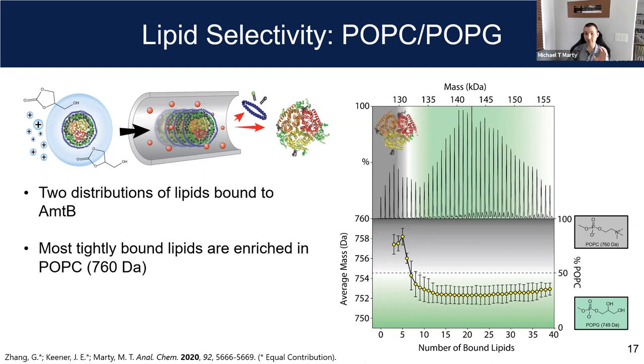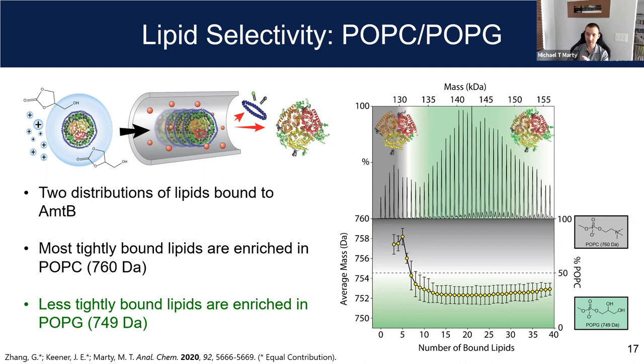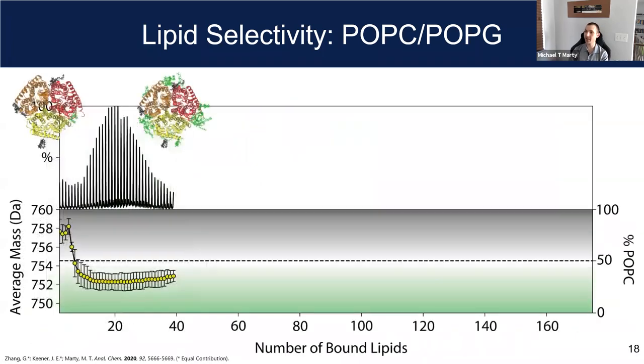There's one where we're very tightly enriched in PC, but only for a very small amount of binding sites. Most of the annular lipids are enriched in PG. And this kind of makes sense because PG is actually required for the protein function. We expected to see the PG binding. We did not expect to see this POPC binding site. And we're still trying to figure out kind of why that is.